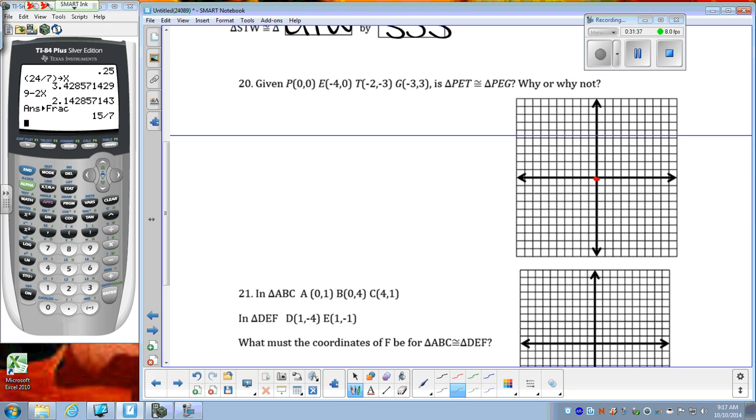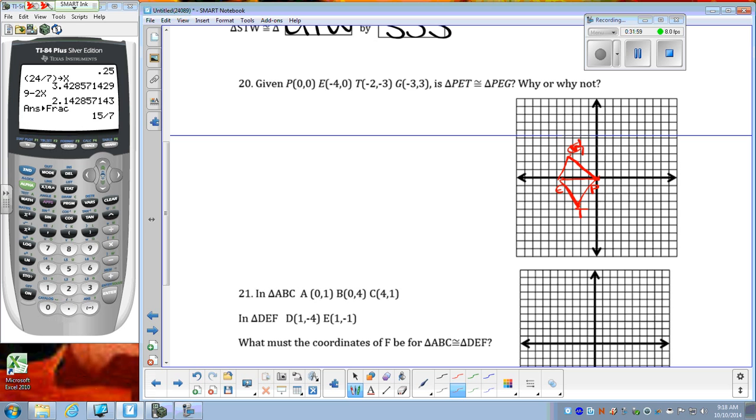E is (-4, 0). T is (-2, -3). And G is (-3, 3). All right, I want to figure out, this is G, not W, is triangle PET congruent to triangle PGT?